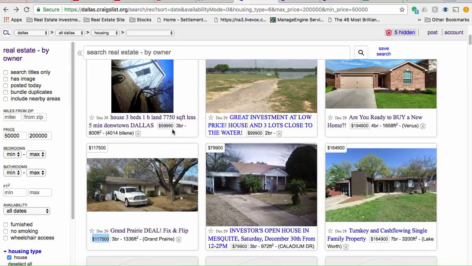Craigslist is generally going to have people, investors really, who are trying to sell their houses quickly as well, mainly because they made a bad investment. And it's my job to go into that bad investment and make it a good one for myself and you guys. So that's how you do that.